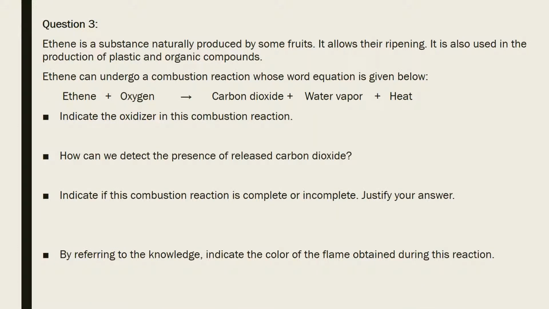Question 3 says ethene is a substance that is naturally produced by some fruits. It allows their ripening. It's also used in the production of plastics and organic compounds. Ethene can undergo a combustion reaction whose word equation is given below: ethene plus oxygen gives us carbon dioxide plus water vapor plus heat. Indicate the oxidizer in this combustion reaction. So the oxidizer in combustion reactions is often oxygen.